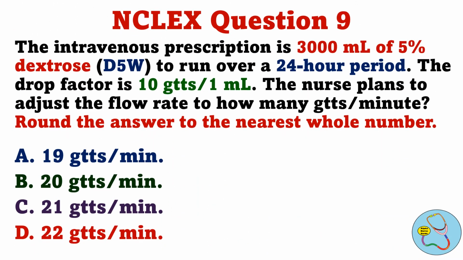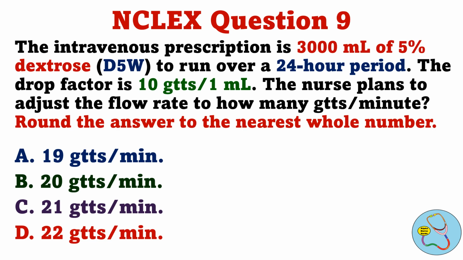The intravenous prescription is 3,000 milliliters of 5% dextrose to run over a 24-hour period. The drop factor is 10 drops per 1 milliliter. The nurse plans to adjust the flow rate to how many drops per minute? Round the answer to the nearest whole number.